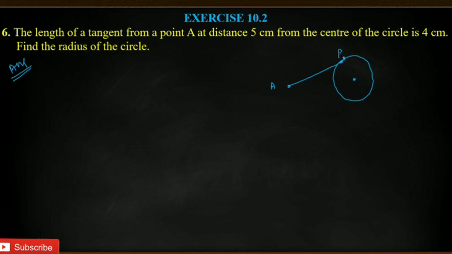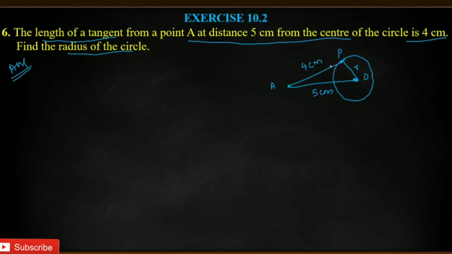That name I'm giving P. This is center point O. When you join P and O, this is a radius. You just don't forget this. Now the length of a tangent from A, at a distance 5 centimeter from the center of the circle, is 4 centimeter. Means they said length of a tangent is 4 centimeter. In between they said from the A point to the center is 5 centimeter. They asked to find the radius of the circle. That's it. It's very easy to go.